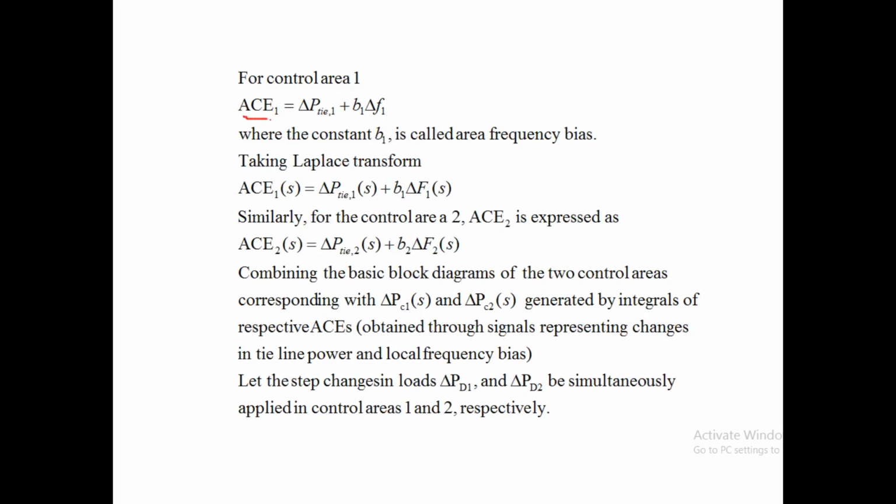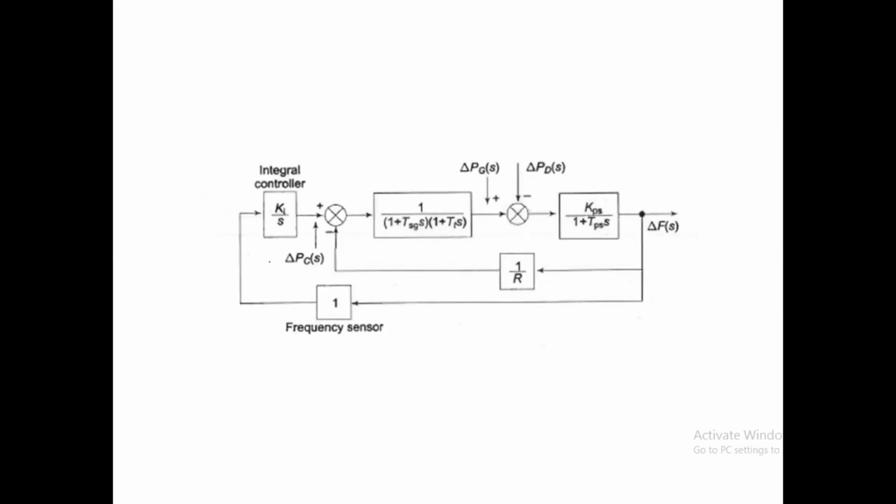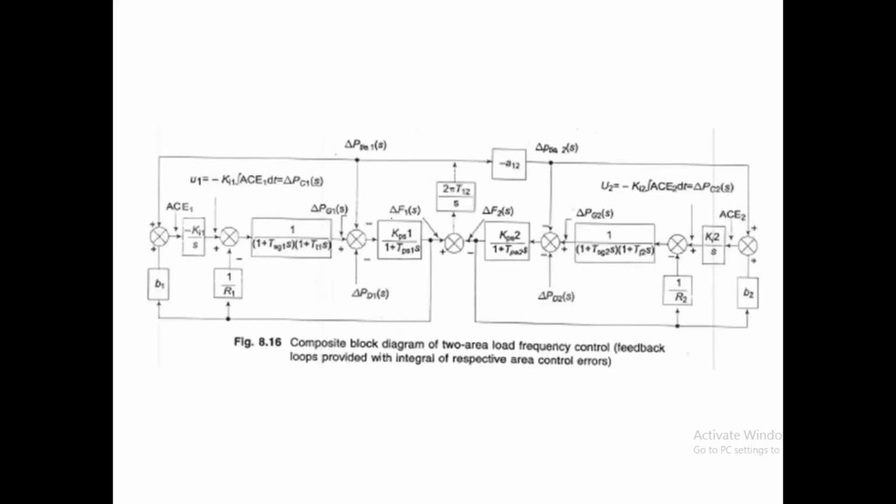So ACE1, area controller 1 for the first loop, will be what? Delta P tie 1 plus B1 into delta F1, and we are taking the Laplace transform. For area 2 also we are taking the Laplace transform. So we are including this in our loop, in our block diagram. You have to include that integral block also. So this is the final block diagram of our two area control system.